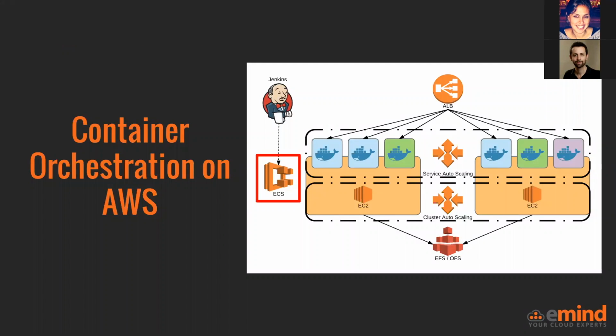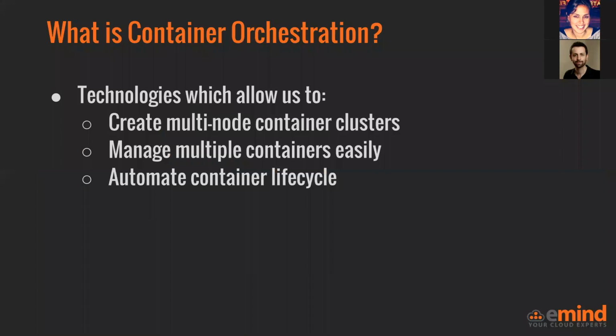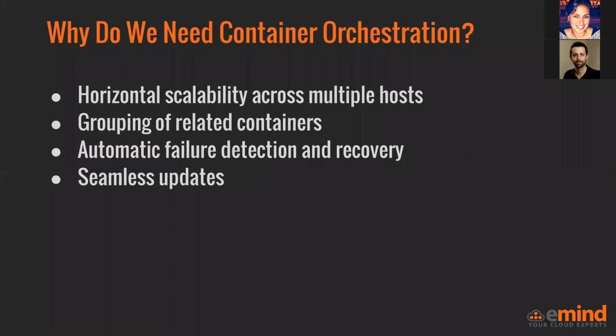Container orchestration on AWS. So what is container orchestration? Container orchestration is a general term for technologies which can help us manage large collections of containers easily. They allow us to deploy Docker containers on clusters and automate the container's lifecycle. But why do we need container orchestration?